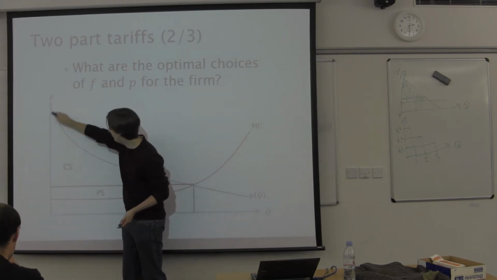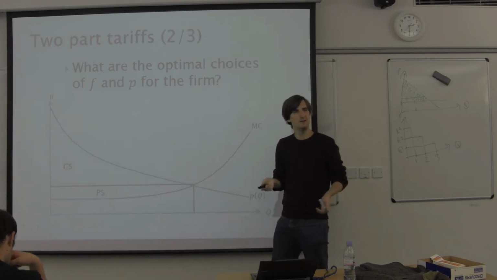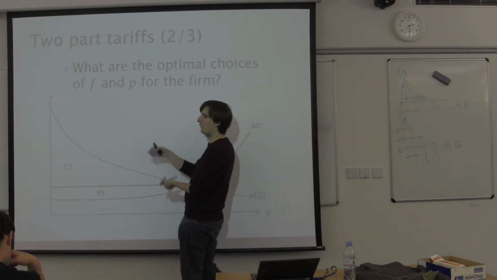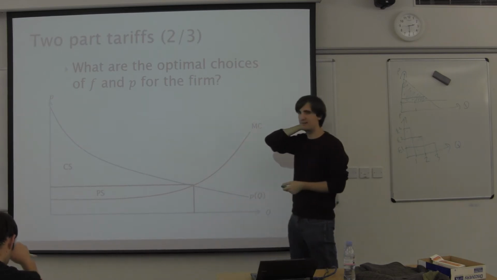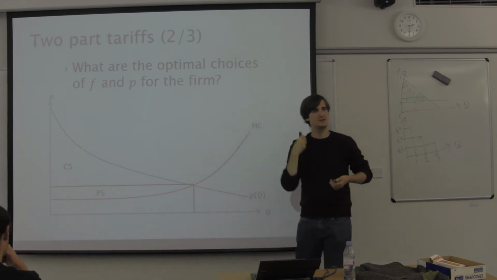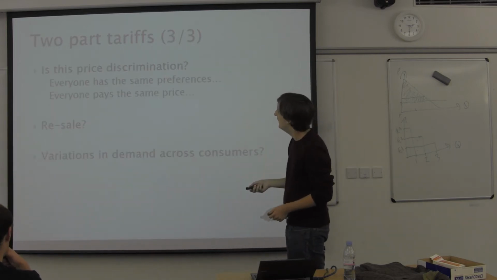The firm is getting the CS from the fee and the PS from the price it's selling at. So the firm is getting all of this area. It's completely efficient again, but all of the welfare is going to the producer, not the consumer. So these two-part tariffs are one way that firms can get even higher profits than we can under monopoly.